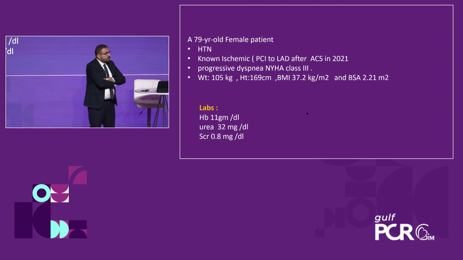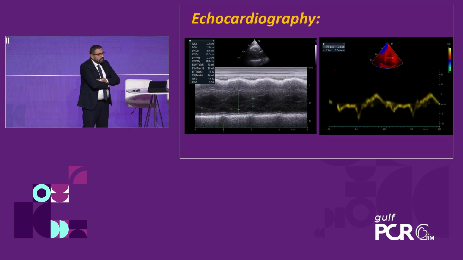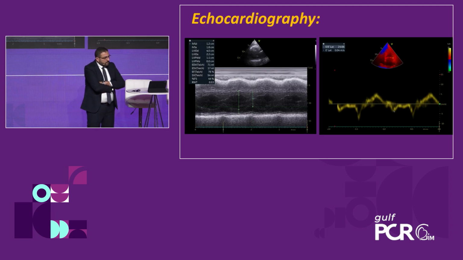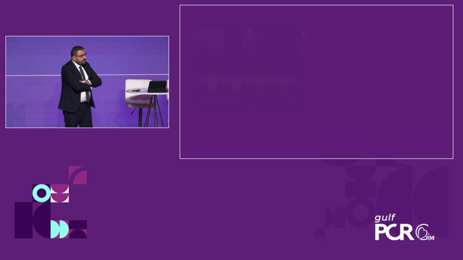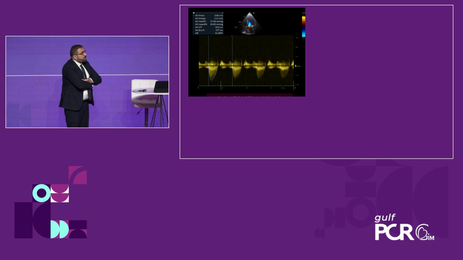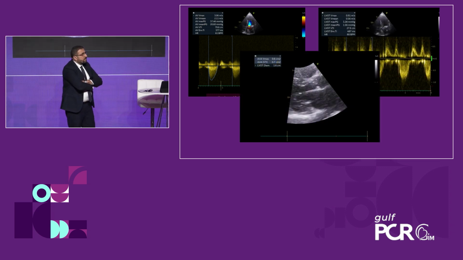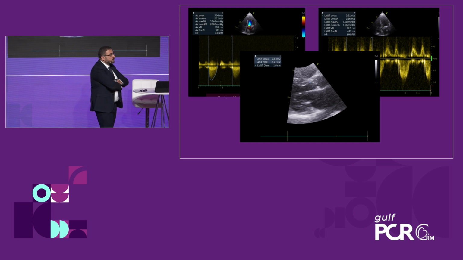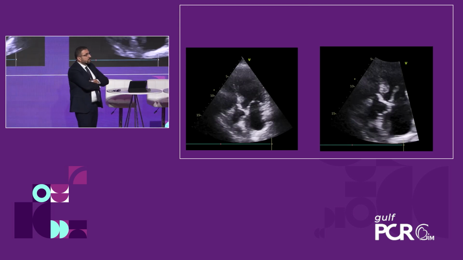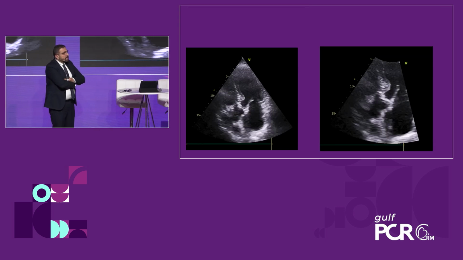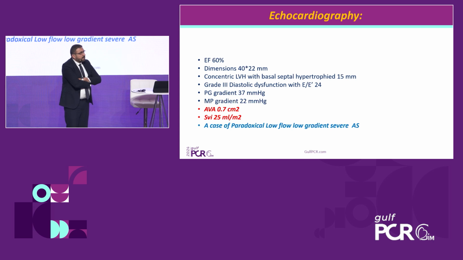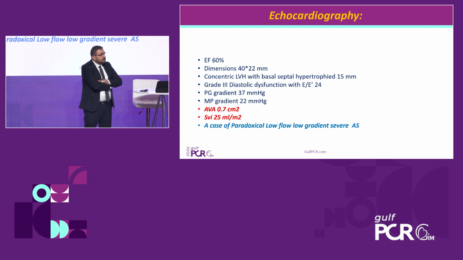Her laboratory profile showed non-significant values. The echo showed concentric hypertrophy. The mean gradient wasn't that high, but she had a small aortic valve area and a small stroke volume index, which highlights that the patient is a typical case of paradoxical low-flow, low-gradient aortic stenosis.